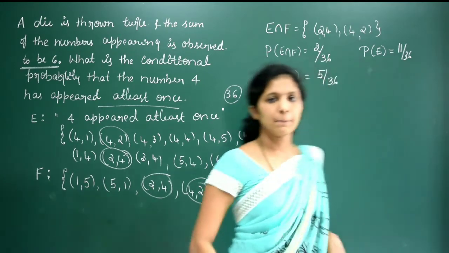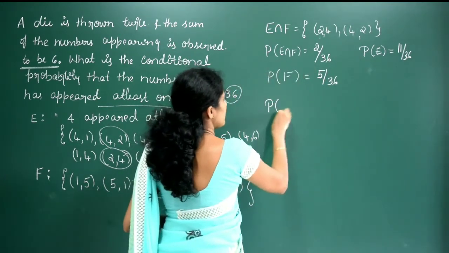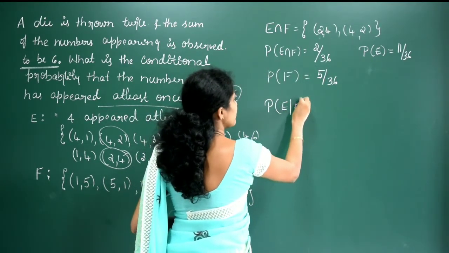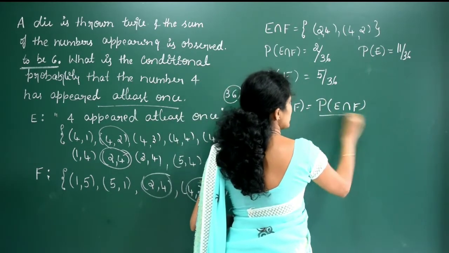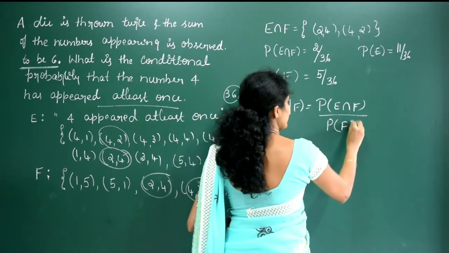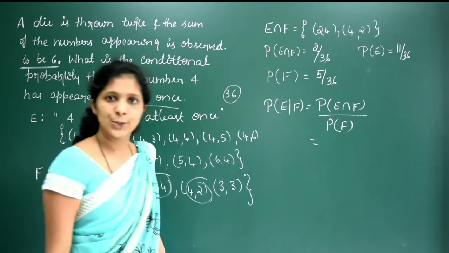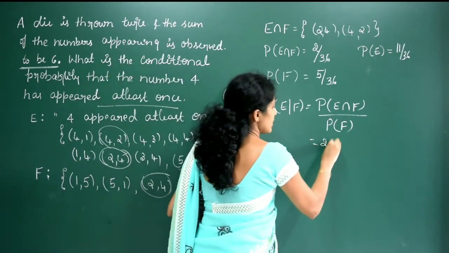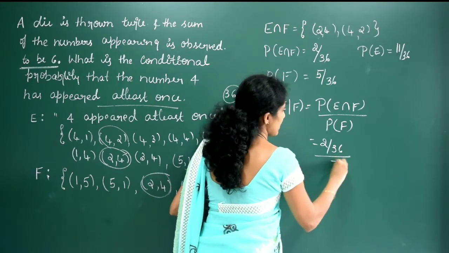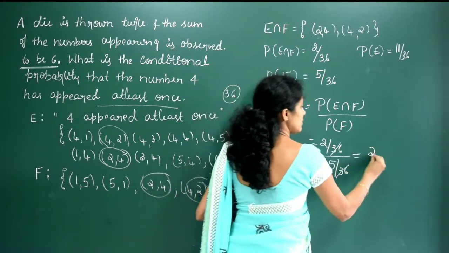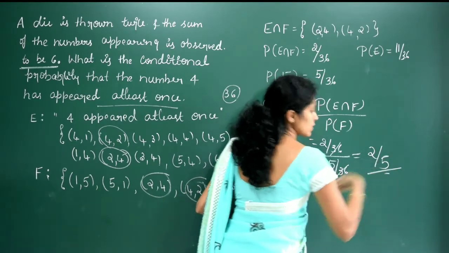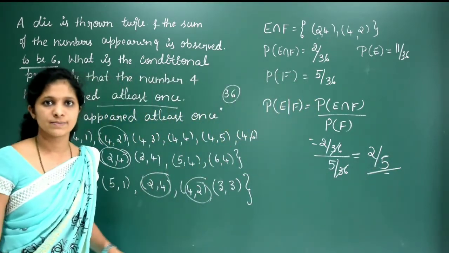Now we are finding P of E by F. P of E by F is equal to P of E intersection F divided by P of F. E intersection F is 2 by 36, divided by P of F, which is 5 by 36. So you can cancel 36 and 36. Answer will be 2 by 5. Okay, I hope you understood this.